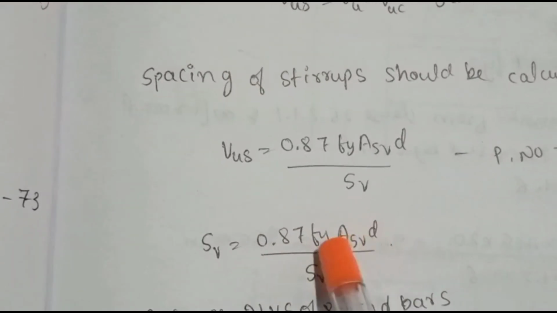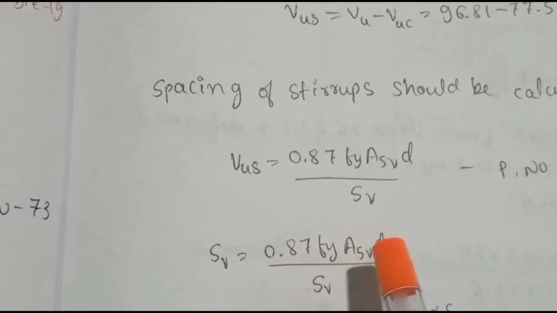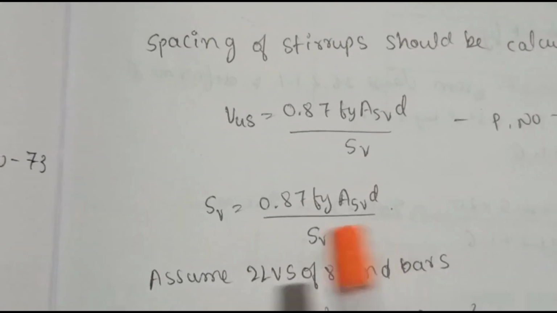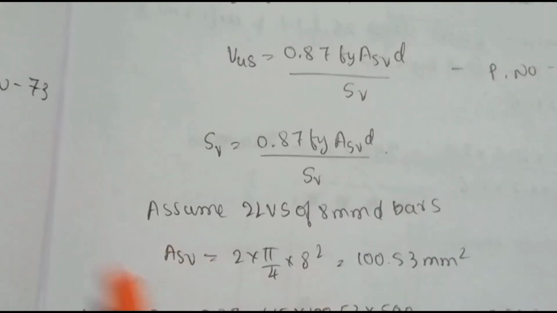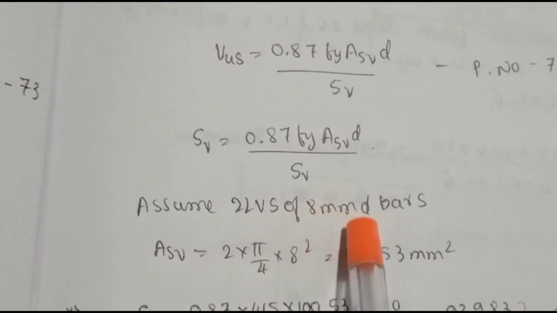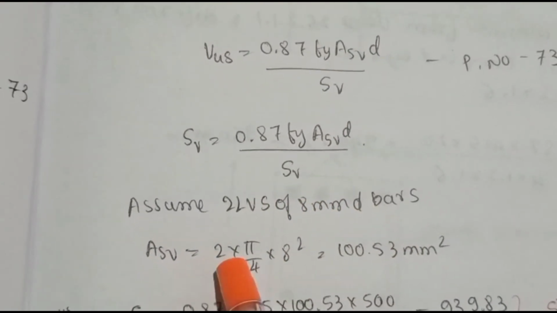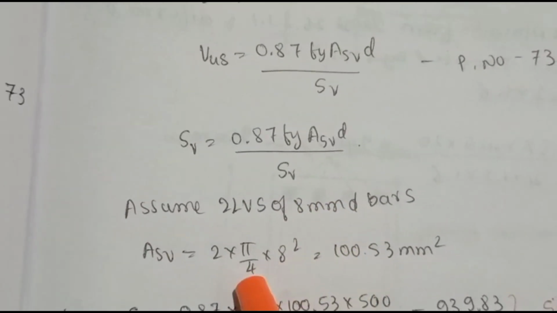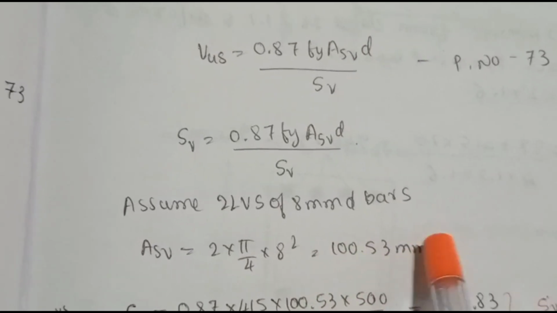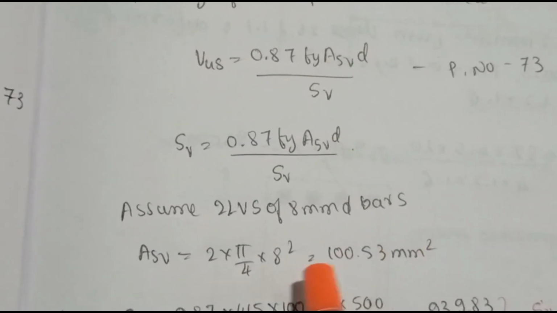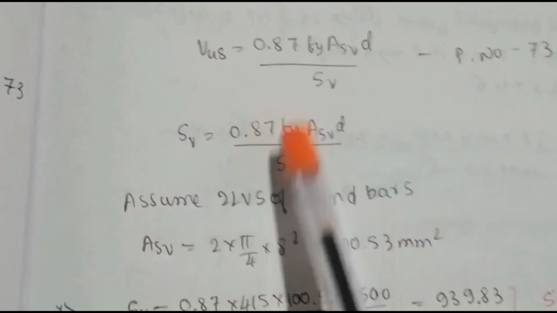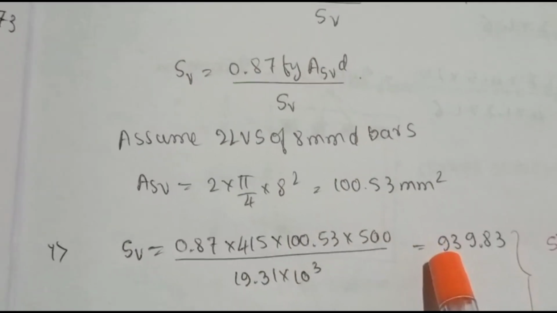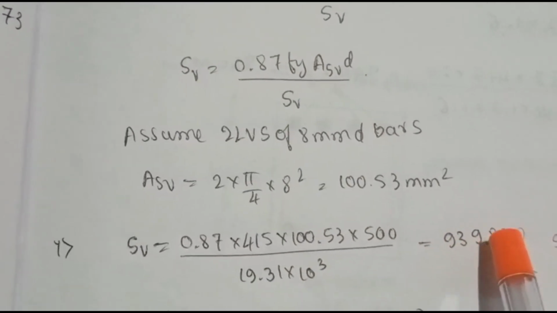So now we need to calculate the Asv. For this Asv, again we need to assume two legged vertical stirrups of 8 mm bars. We need to assume the diameter, so I am assuming 8 mm. Asv is equal to 2 into pi by 4 into 8 square, that is diameter. I have taken 8. Simplify this, we will get 100.53 mm square. So now substitute this Asv value in this formula. Substitute all the values, simplify this, we will get 939.83.